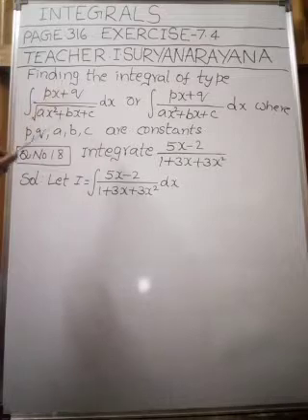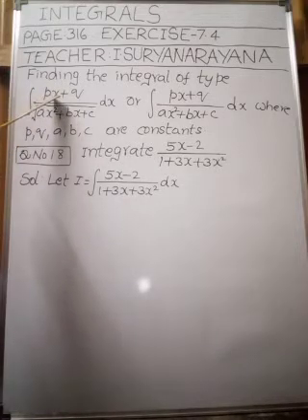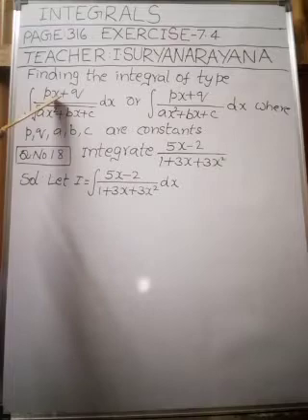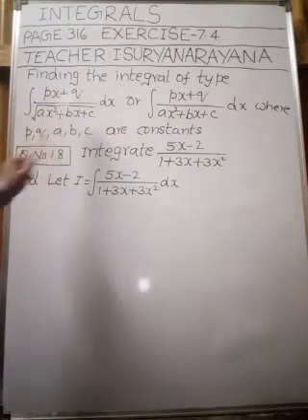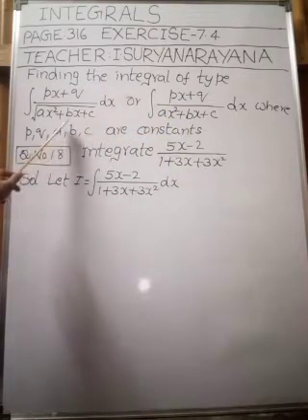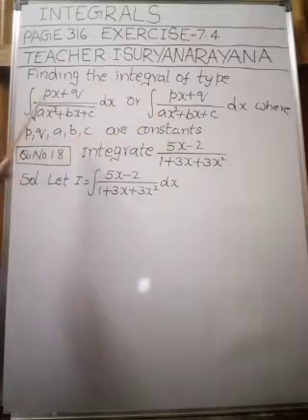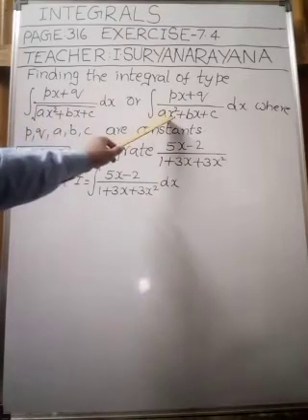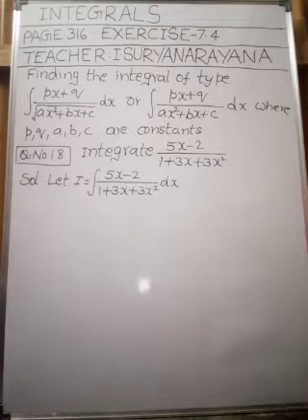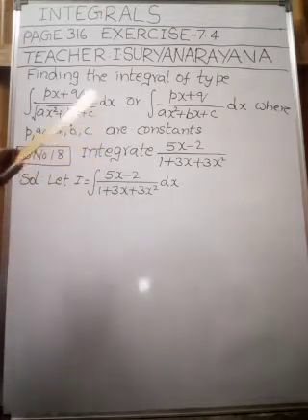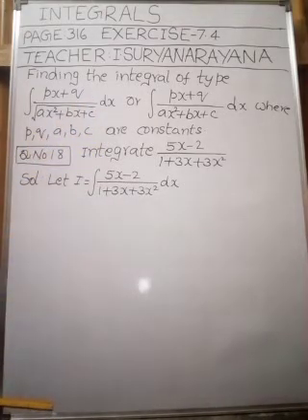What should we do? First, see here in the numerator there is a linear expression in x, and in the denominator there may be a square root, or without square root there may be a quadratic expression in x. In this case, my children, we have to follow some procedure, some steps. Let us go through the steps.